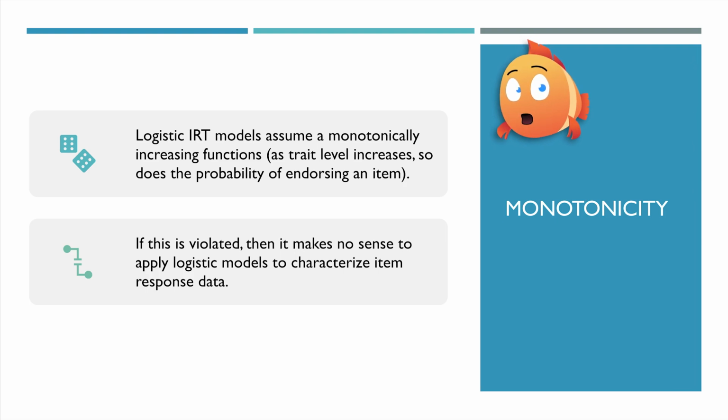Monotonicity. Logistic IRT models assume a monotonically increasing function. So as the trait level increases, so does the probability of endorsing an item. Remember our item characteristic curves from last unit on item level information? Remember how I got all grumpy and sad when the curves didn't perform as expected, like they didn't increase, or at least didn't have points of inflection? Essentially, this is the same thing. If this assumption is violated, say a super high trait level actually decreases your likelihood of getting a question right, you're going to have a really hard time modeling it using a fancy logistic regression.